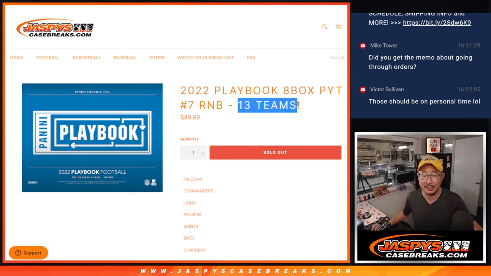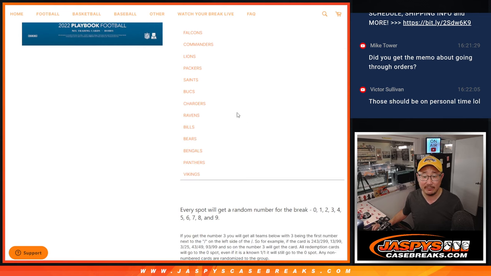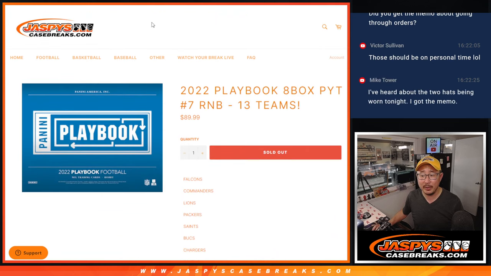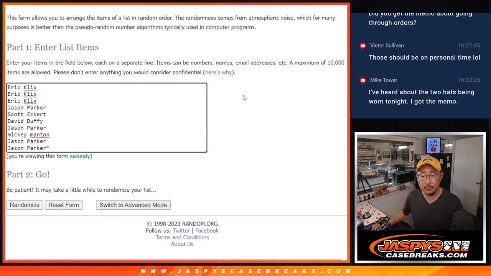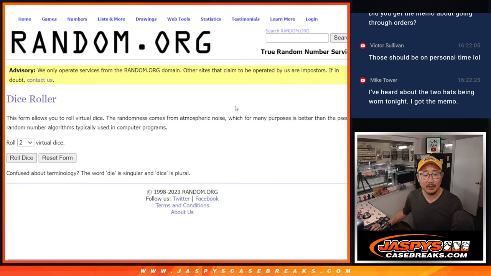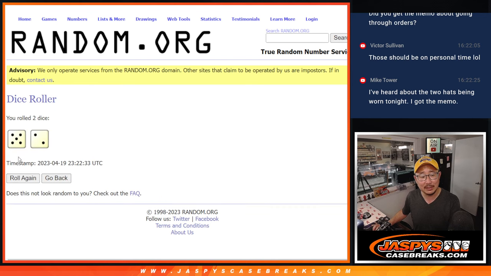This is a 13 teamer, and that's going to unlock that half case break playbook coming up in the next video featuring these teams right here. That's how the number block works. If you're not familiar with it, big thanks to this group for making it happen. There are the numbers right there, and let's roll it and randomize it.